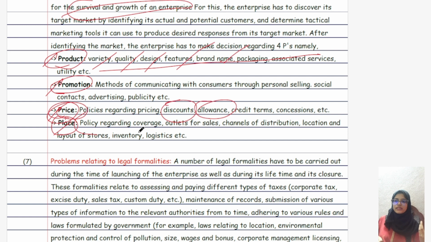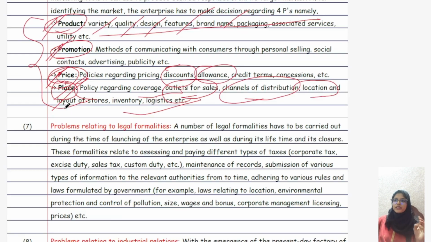Nothing but policy regarding coverage, outlets for sale, channels for distribution, location, everything. So these are all of the things you have to keep in mind for the marketing. And if any one thing goes wrong in this, it will affect your product, it will affect your enterprise, it will affect the profit. It's nothing but problems relating to marketing.